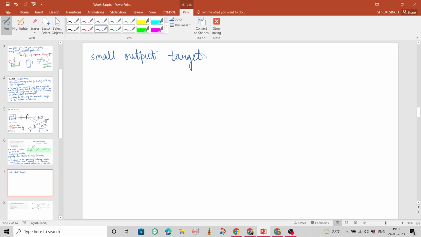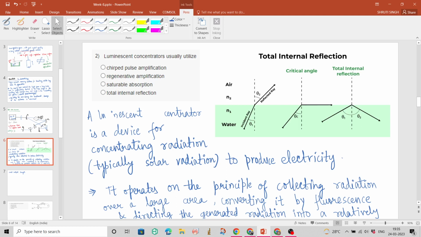A luminescent concentrator is a device used to collect radiation. Mostly it is used for collecting solar radiation and feeding it to the solar cells, which produce electricity. It operates on the principle of collecting radiation over a large area. The material upon which the radiation hits gives fluorescence, and the fluorescence is directed to a very small area. So it's like collecting the energy from a large area and putting it into a small area. Luminescent concentrators concentrate the luminescence, mostly fluorescence of that material, in a small area.